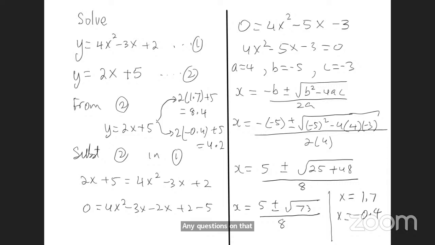So sometimes they already make y the subject for you, sometimes it will not be that nice, right? I'm gonna give you one from my past paper now. You can find y already. Y is 8.4, 4.2.